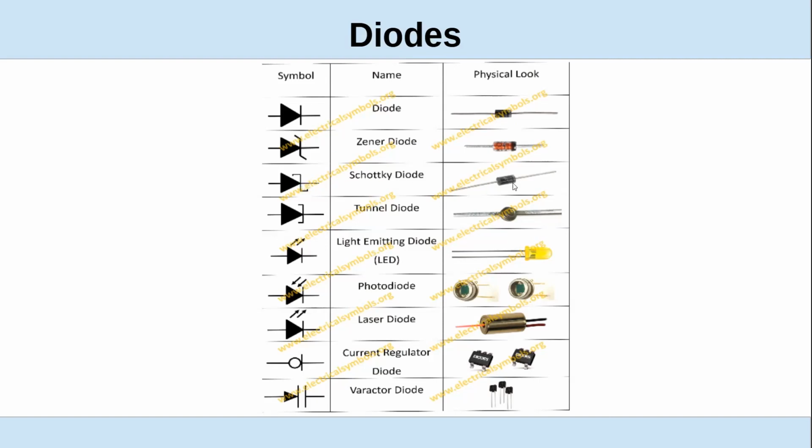You got Schottky, which has a lower voltage offset on it. And that's not a test question that I'm aware of. Nor tunnel diodes, the kind of special purpose.